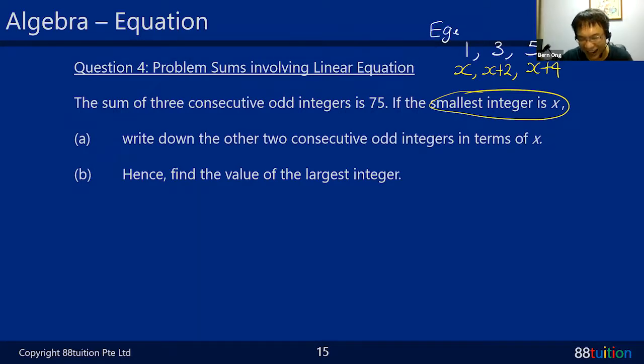Okay, so the 3 numbers are what? x, x plus 2, and x plus 4. But they ask you to write down the 2 consecutive numbers only. So one of the answers is x plus 2, the other one is x plus 4.